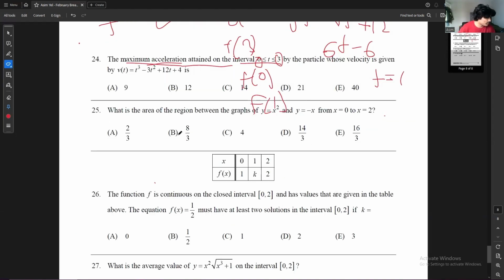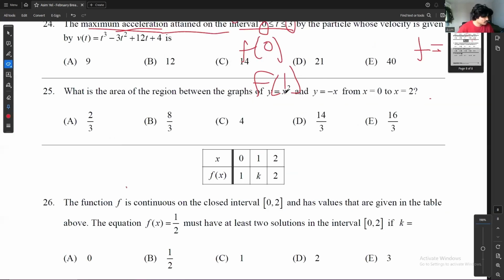Question number 25. What is the area of the region between the graphs y equals x squared and y equals negative x from x equals 0 to x equals 2? Let me draw the functions so it's more comprehensive. So x squared looks like this and negative x looks like this. They're asking for the area from 0 to 2, which is going to be an area like this. So how can I find it?